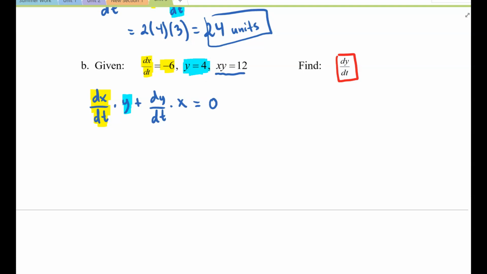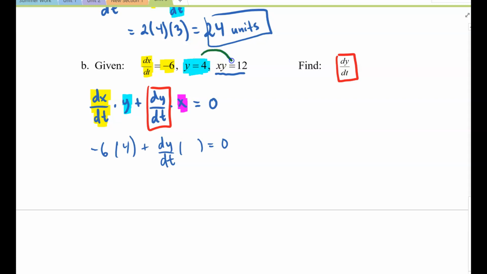I want to find dy/dt, and notice that I don't know what x is. So I'm going to substitute these values in. I have -6 times 4 plus dy/dt times x, I don't know what that is, equals 0. Okay, I'm trying to choose a different color here. I'll put it in green.